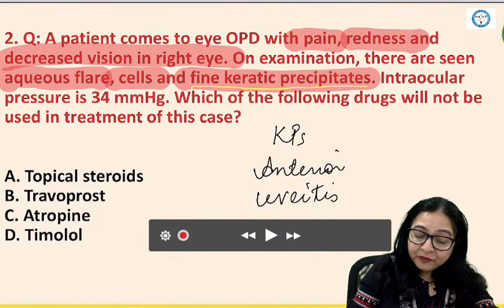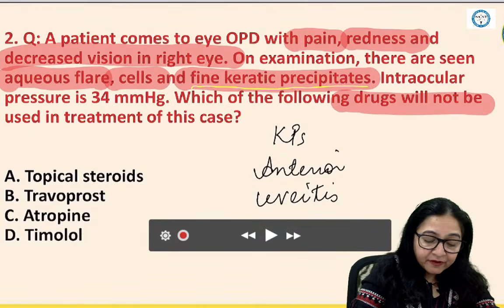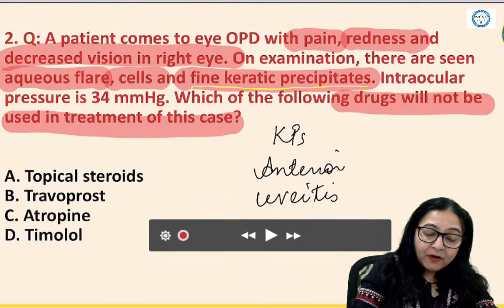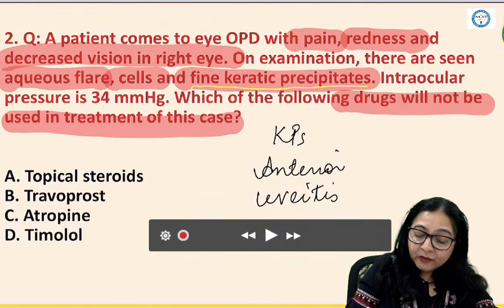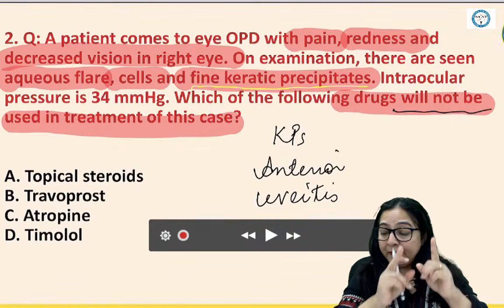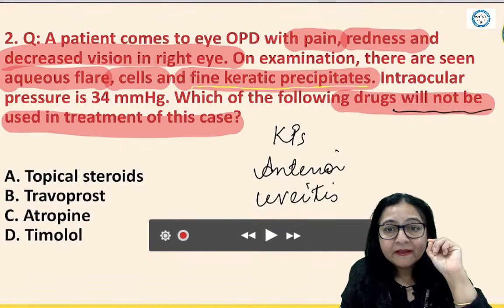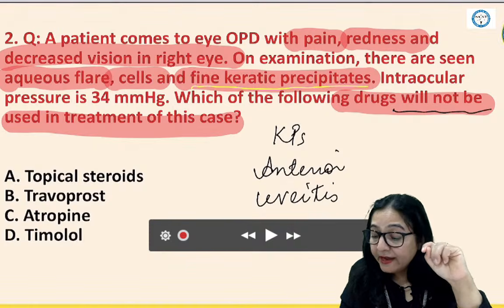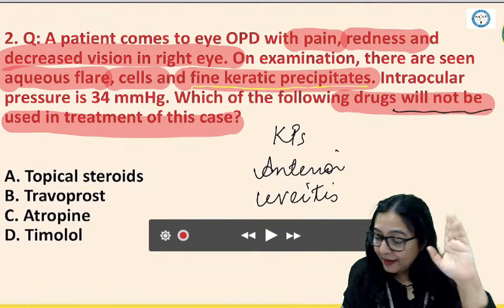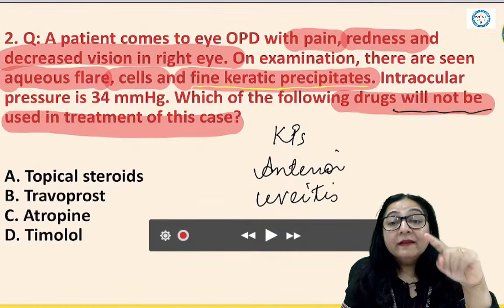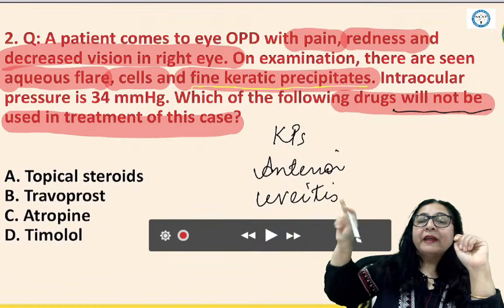First of all, confirm your diagnosis. Because of the keratic precipitates, you know it's a case of anterior uveitis. Absolutely right. Now in anterior uveitis, pressure is also high.